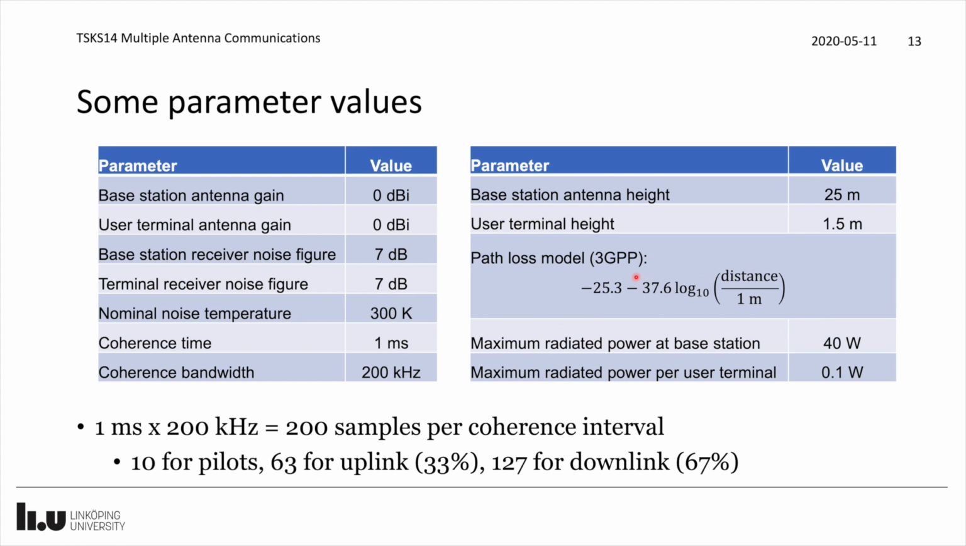And then when it comes to the maximum radiated power, this rho downlink, it's 40 watt for the base station, while the maximum radiated power for user terminal, which was rho uplink, is just 0.1 watt or 100 milliwatt. And these are quite typical numbers. And remember that we have 20 megahertz of bandwidth to divide this power over.